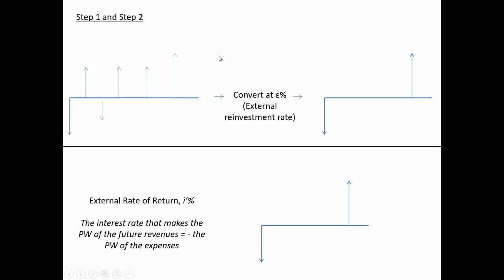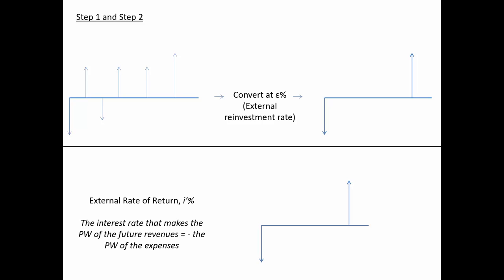This outflow right here, you moved it to the present. And all of the lines on top, all of these inflows, you move to the future. And you do it at epsilon, the external reinvestment rate. And that is the interest rate that you can earn on the earnings. So you take all of your money and you put it in another account that pays epsilon. That's what you're doing the discounting and compounding at. Okay, so that's the first and second step.